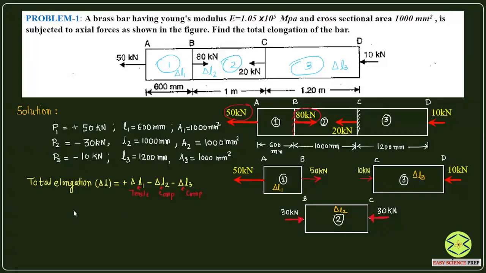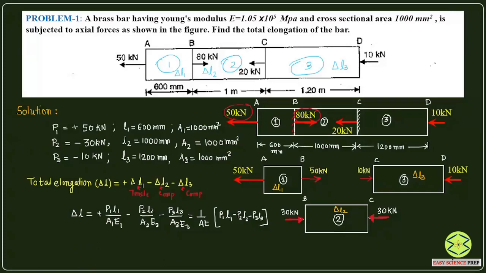So therefore you will get delta L, we know that delta L is nothing but PL upon AE, so it is going to be plus P1 L1 upon A1 E1 minus P2 L2 upon A2 E2 minus P3 L3 upon A3 E3. If you look at here, this value of AE is same for all members, area is same and Young's modulus is same, so I can take AE as common here, so you will be getting 1 over AE, which is common in all terms. So P1 L1 minus P2 L2 minus P3 L3.